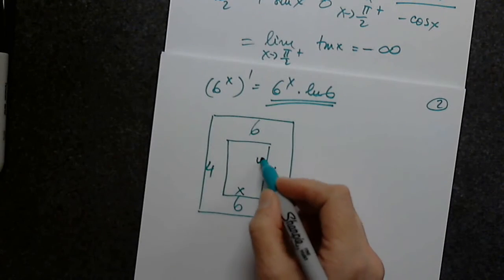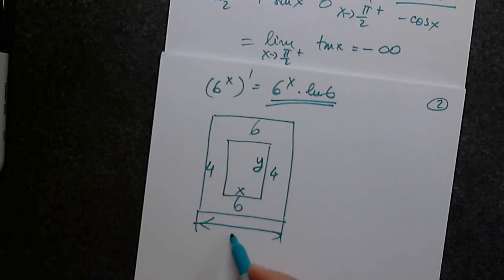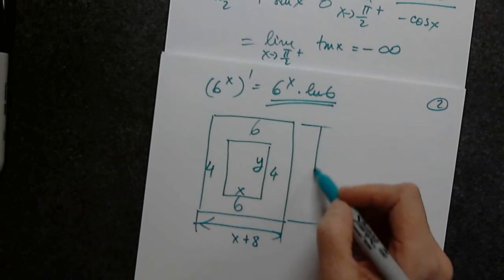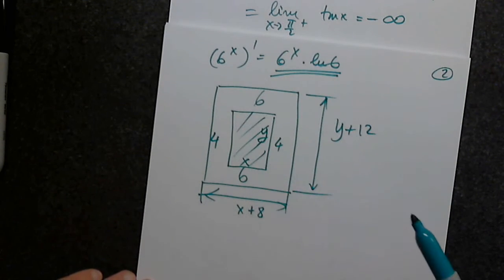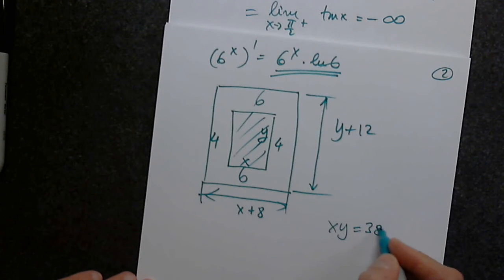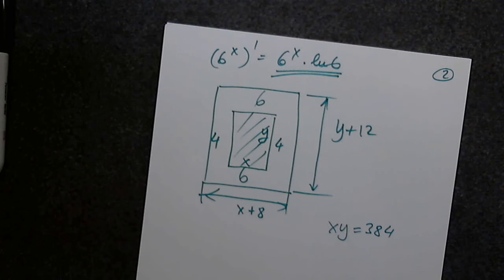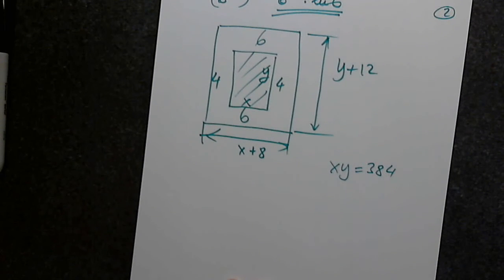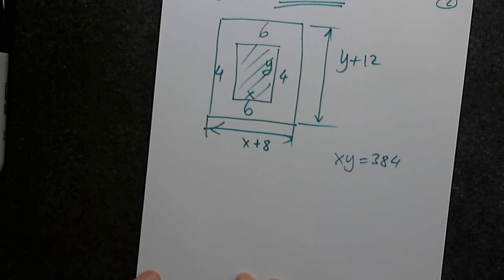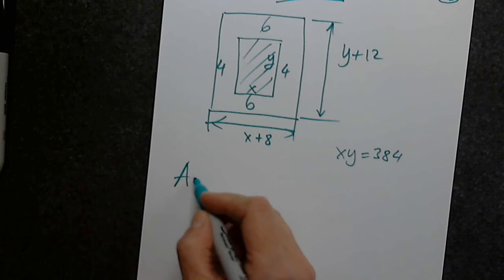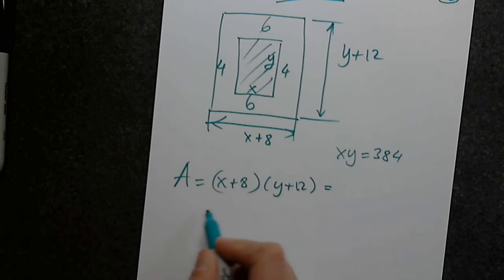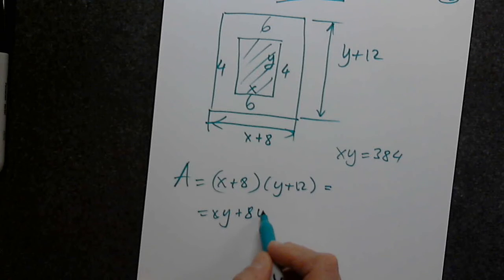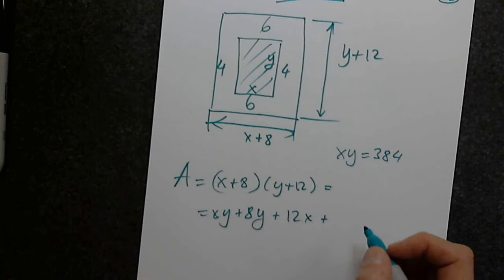So this is x times y. So therefore this is x plus 8. And this is y plus 12. So we are given this area as 384. So x times y equals 384. Okay, so we want to find the dimensions of the poster with the smallest area. So the area of the poster would be x plus 8 multiplied by y plus 12, which is xy plus 8y plus 12x and plus 96.